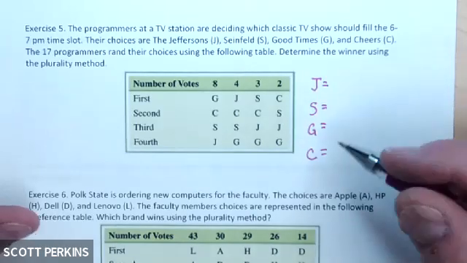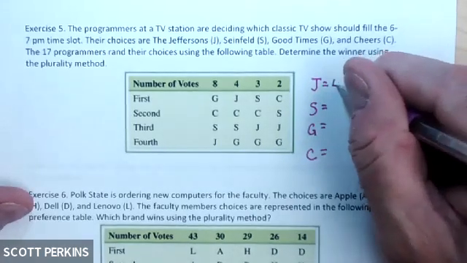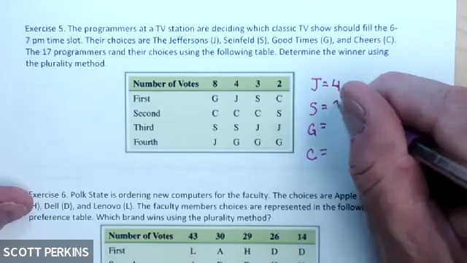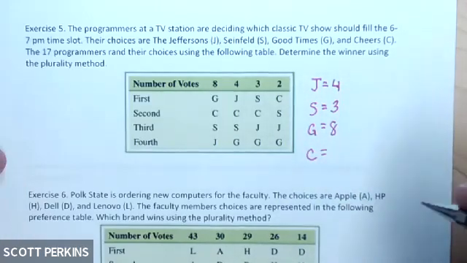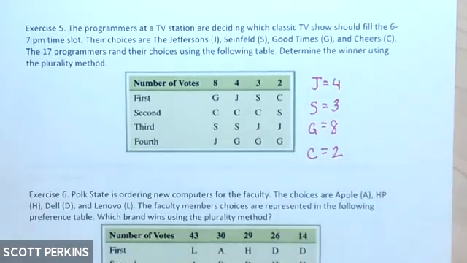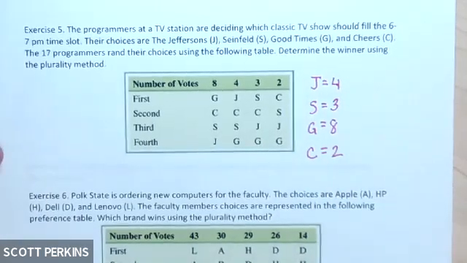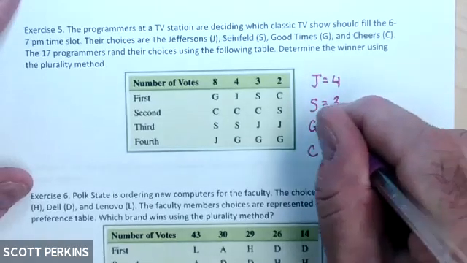So on this one, we see that the Jeffersons gets 4 votes, Seinfeld got 3, Good Times got 8, and then last but not least, Cheers got 2. So if we're voting for what's going to go to the 6 to 7 time slot, we would put Good Times on there.